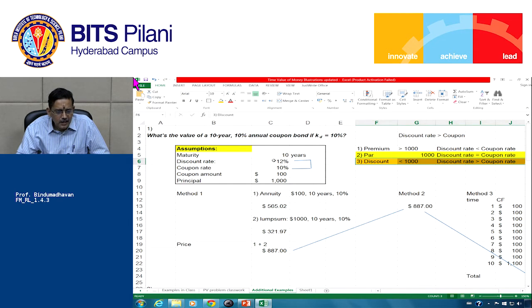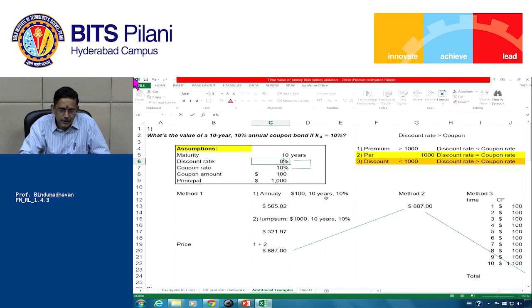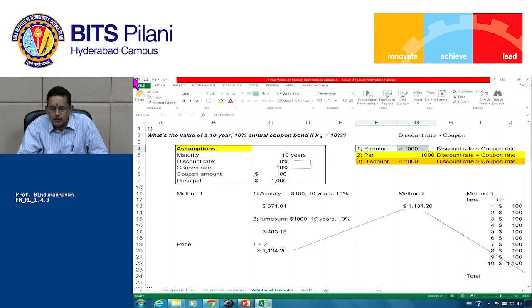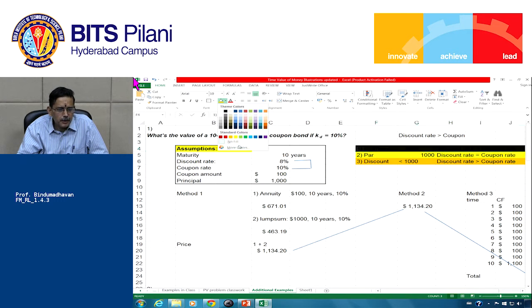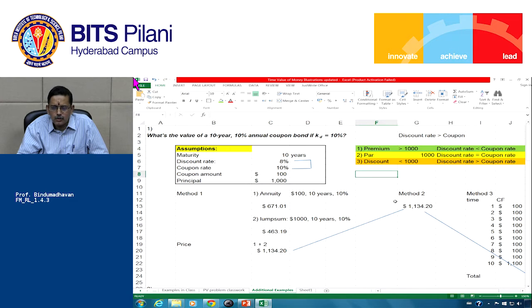And on the other hand, if the discount rate is less than the coupon rate, let's say 8%, then we will have a value that is more than the principal amount, and we say that the bond is trading at a premium. So those are sort of the nomenclatures.